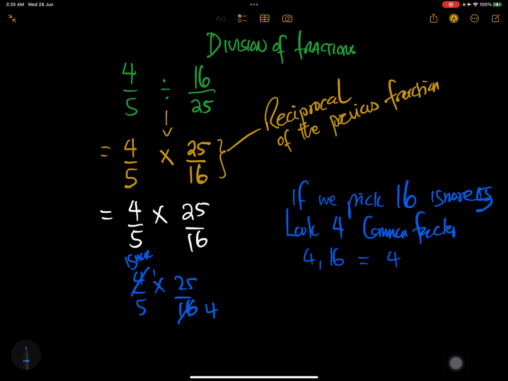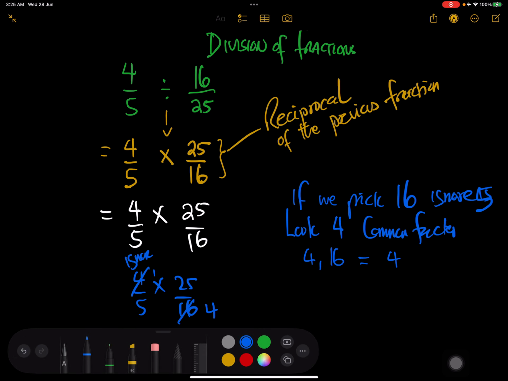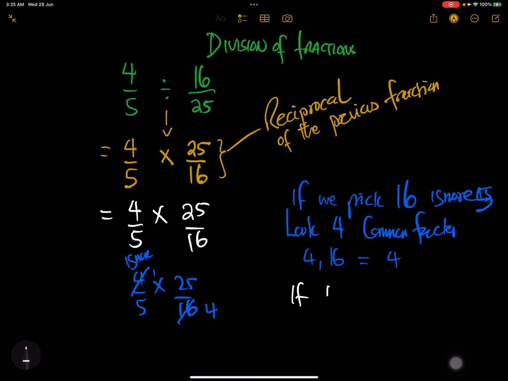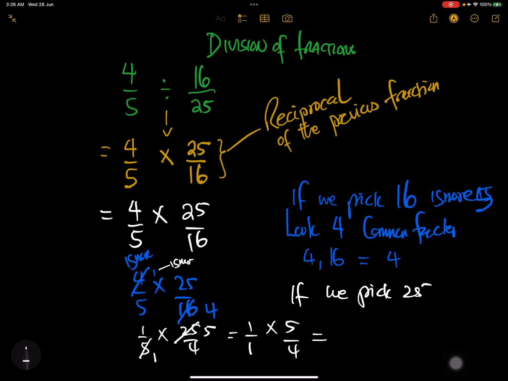What if we pick, let's say, 25? If we pick 25, we ignore the 1 here, and then we look for common factors. You can tell that there's a common factor. So it's going to be 1 over 5 times 25 over 4. This goes here 1. The common factor here is 5. So we have 1 over 1 times 5 over 4. And then there's no more common factor. So we multiply the numerators together and then multiply the denominators together. We get 5 over 4.